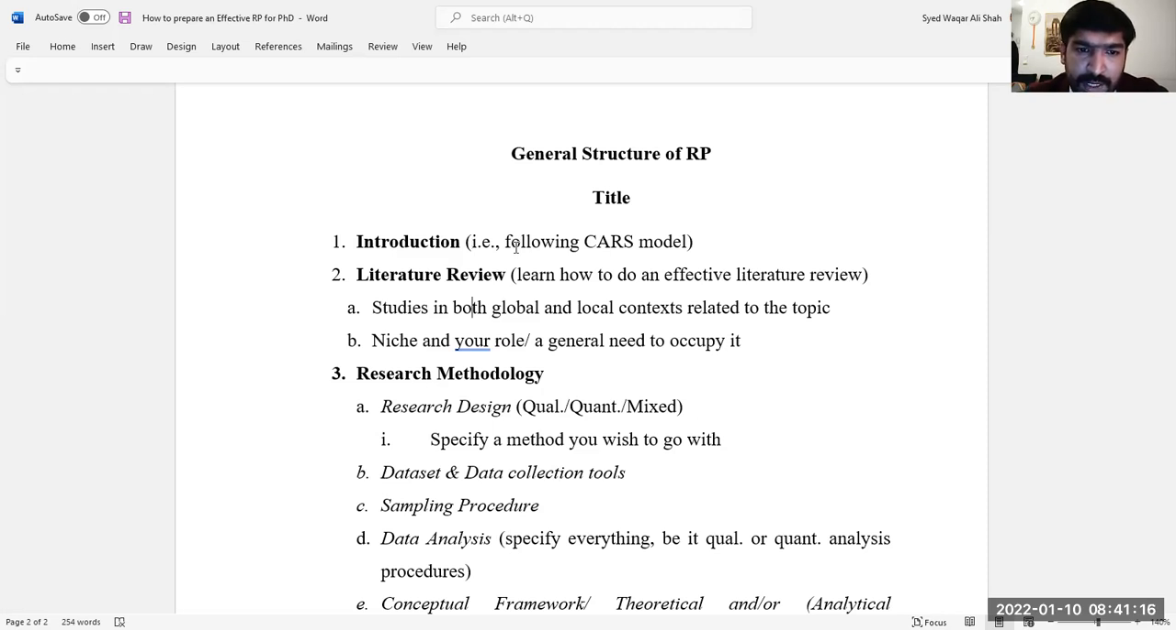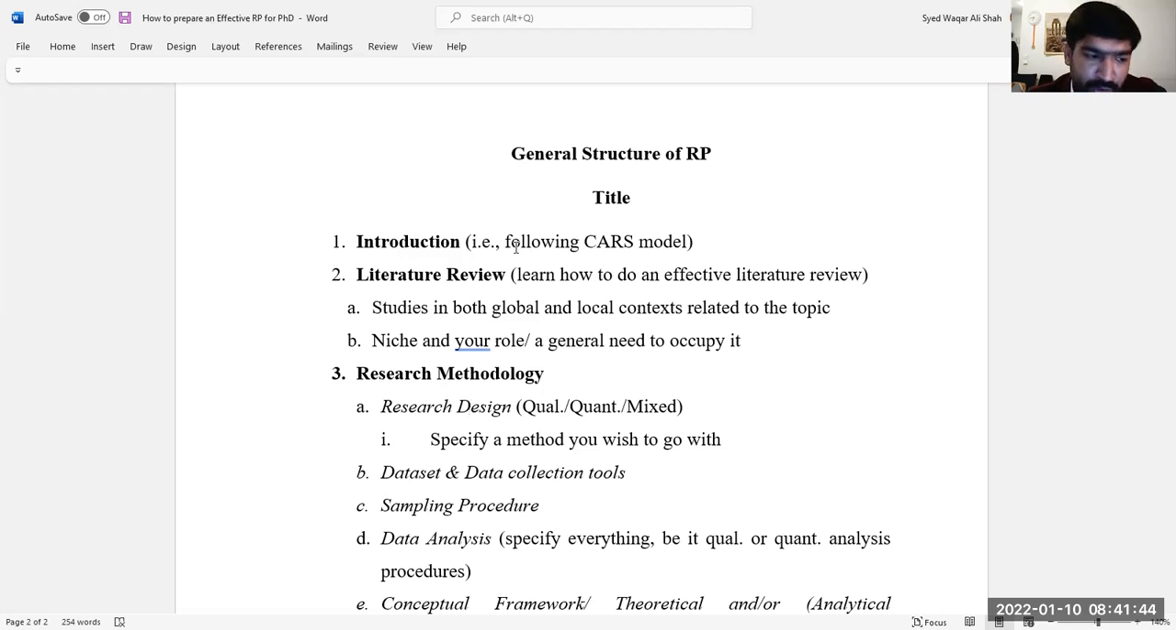And in the literature review, a very important element comes in, that is the niche. Niche is about the research gap, one of the things. Another thing is the extension. So you need to ask yourself whether you want to occupy a certain research gap that you have found, or you want to extend a certain tradition or research direction which is already there in your field.